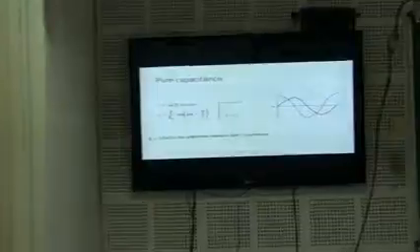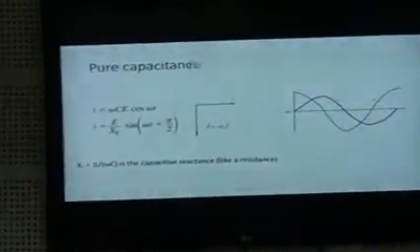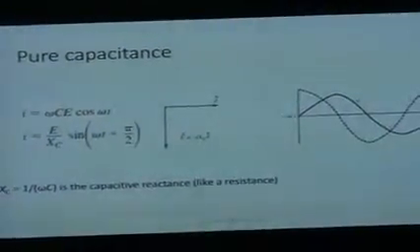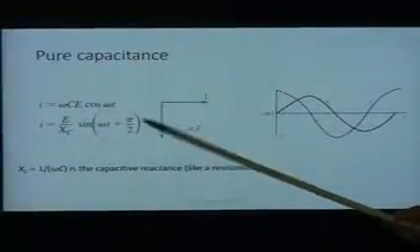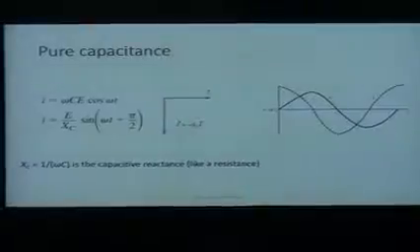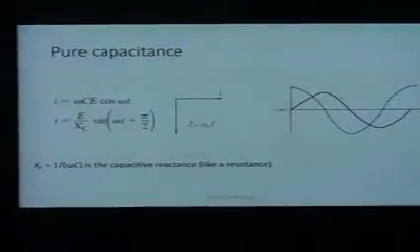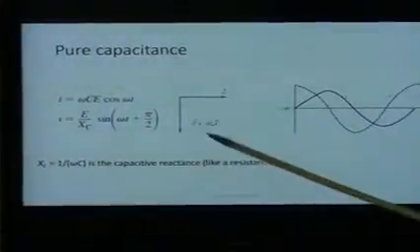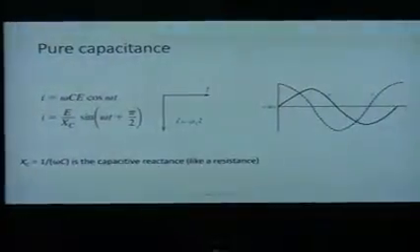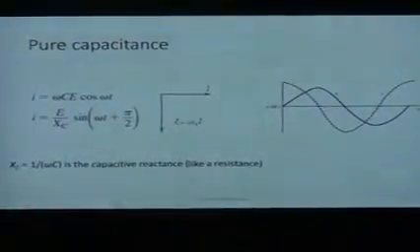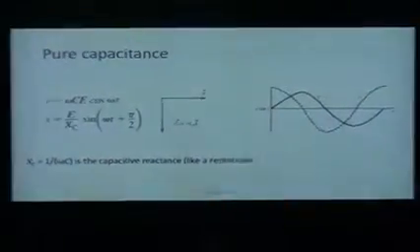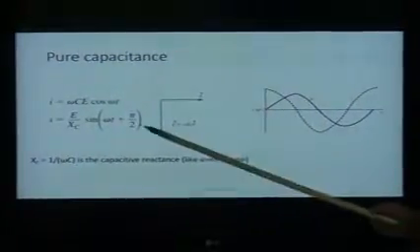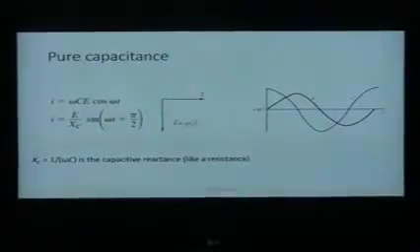If I have pure capacitance, on the other hand, then I end up finding that the phase difference between the voltage and the current is 90 degrees out of phase. The current ends up being a cosine function, which as we know is 90 degrees out of phase with the sine function, and so you have a phase lag of pi over 2.